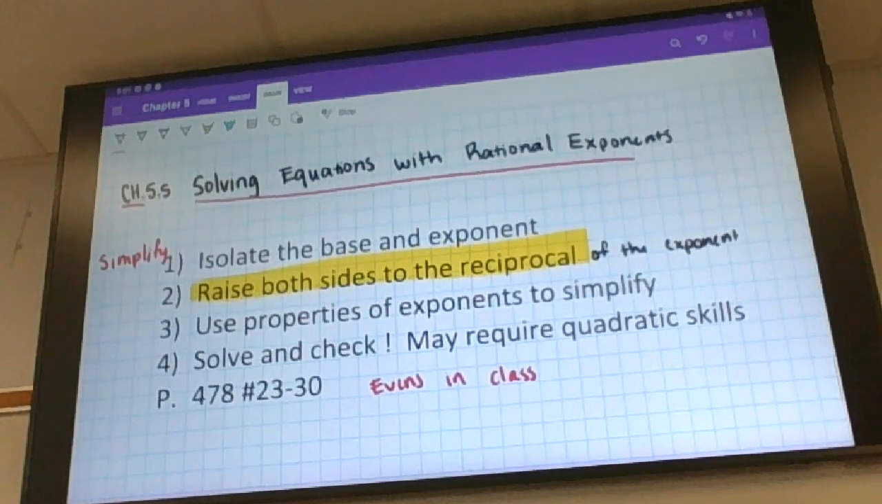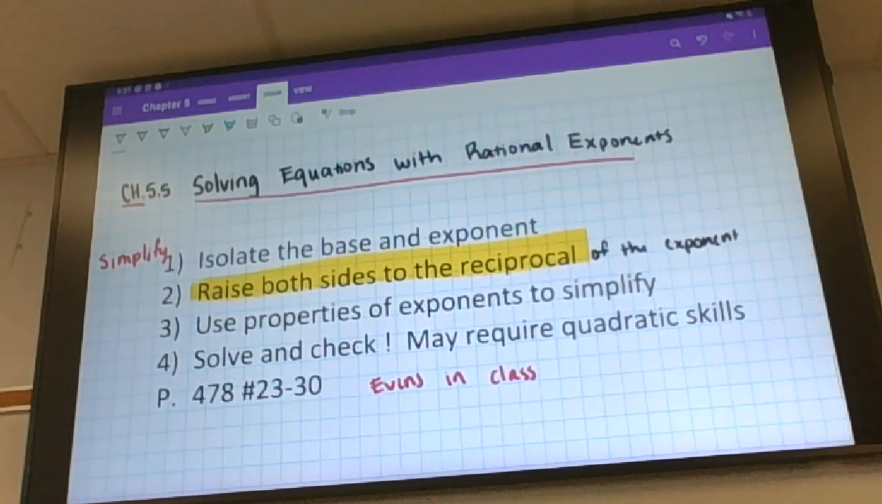Today's problems are extremely similar. The steps are very similar. The only difference is instead of a radical, you have a fraction exponent. All throughout this chapter, we've been changing from radicals to fraction exponents. Here, our first step is to isolate the base in the exponent. That's just like yesterday, when you isolated the radical, so get it alone.